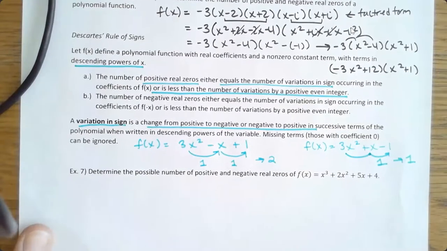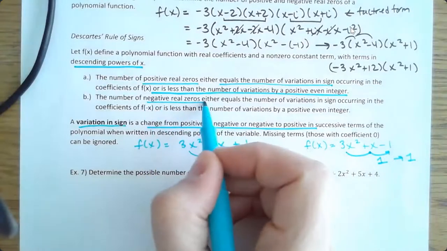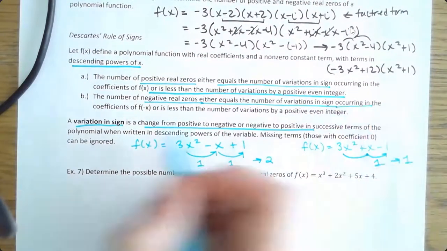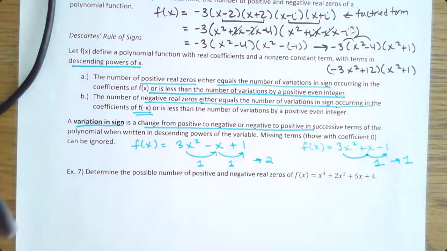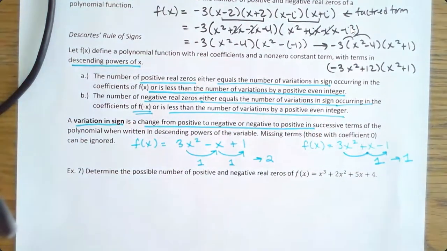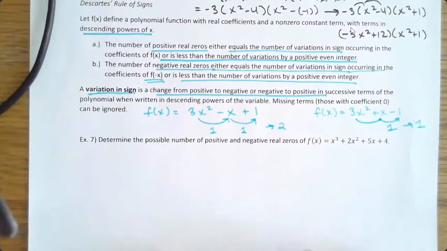The number of negative real zeros either equals the number of variations in sign occurring in the coefficients of f of negative x, or is less than the number of variations by a positive even integer. So let's see if we can apply this to an example here.